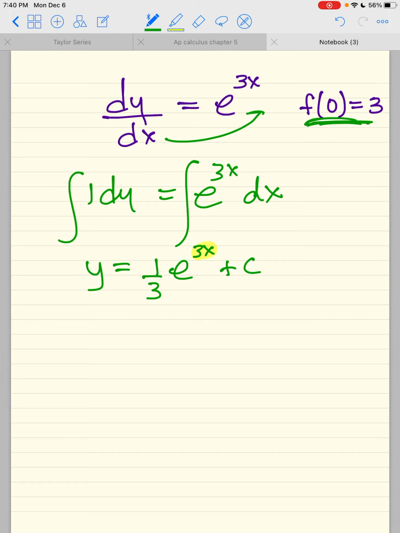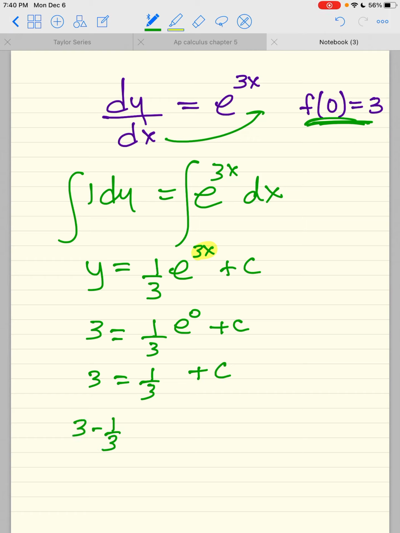You're going to plug in the initial condition. X is 0, y is 3. Remember, e to the 0 power is 1. Okay, so I picked an ugly number, but that's fine. Minus, right? So that's going to be 9/8. Okay, so that's your C.